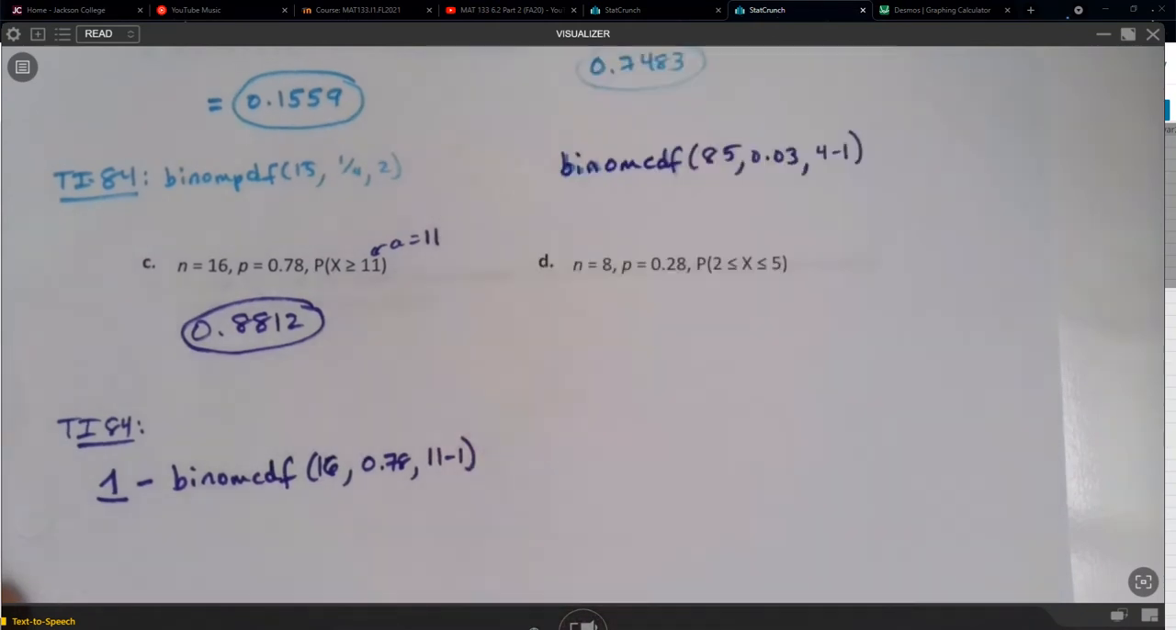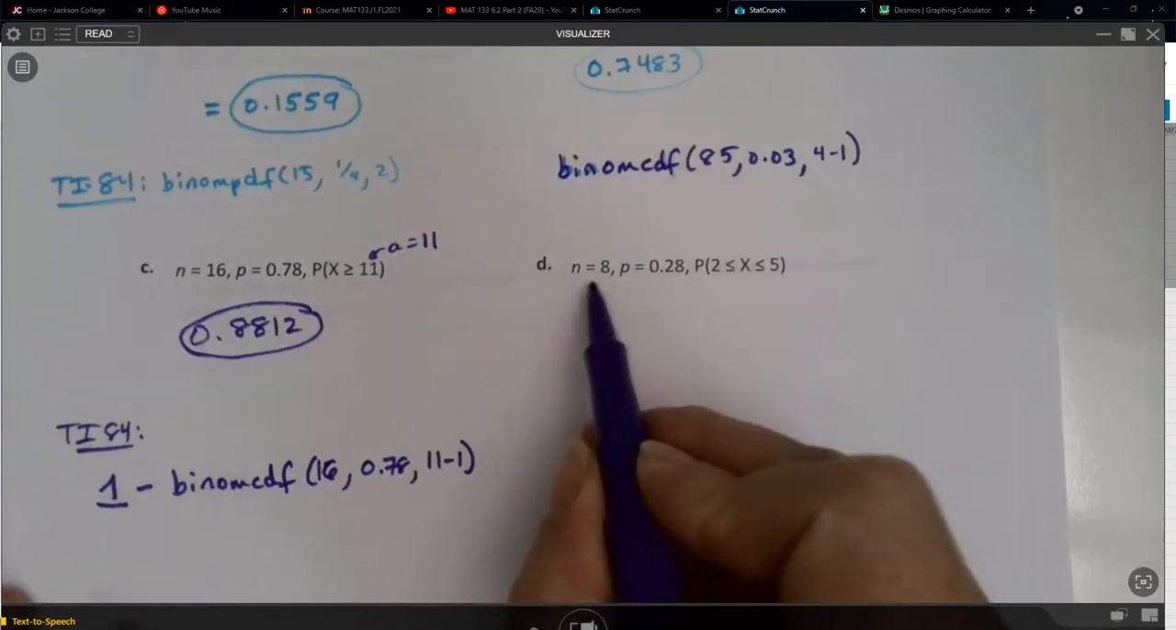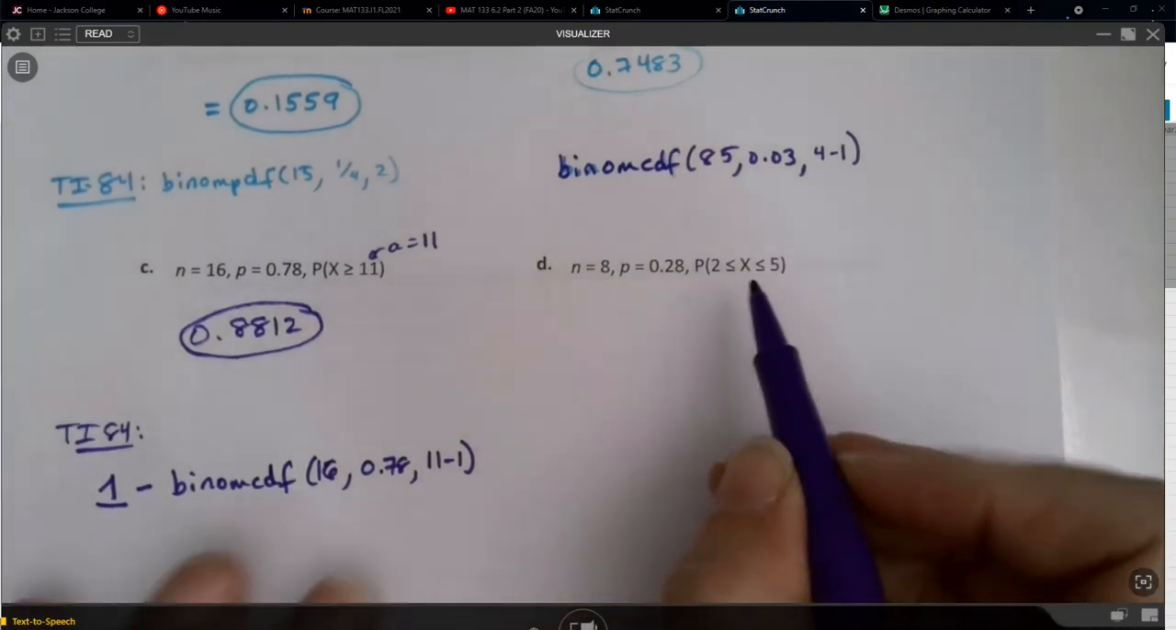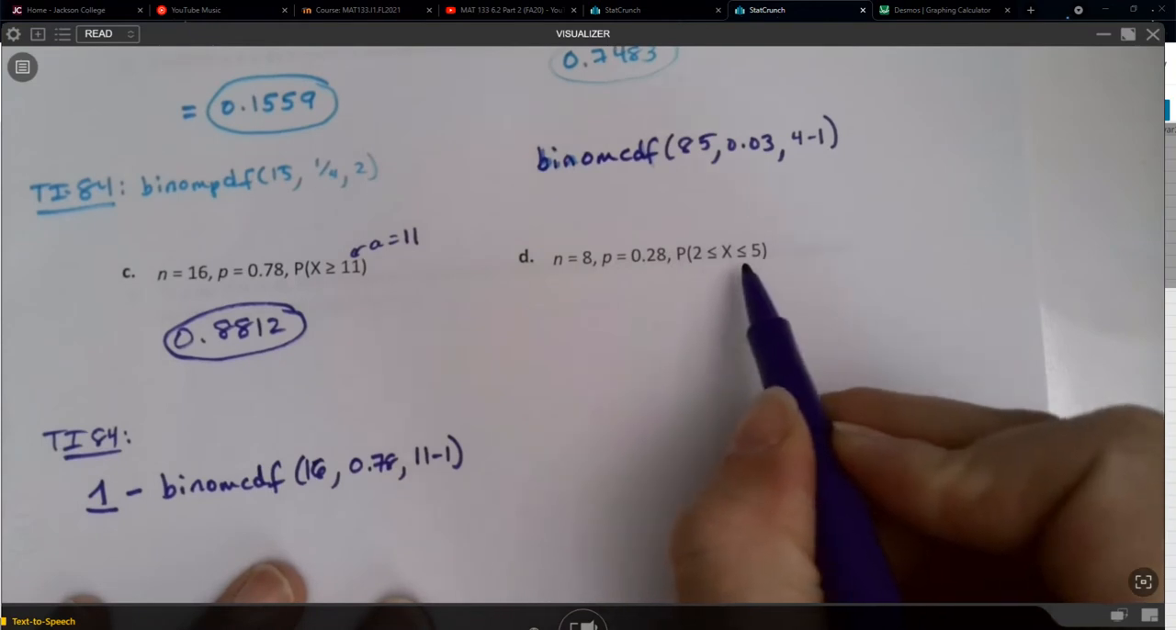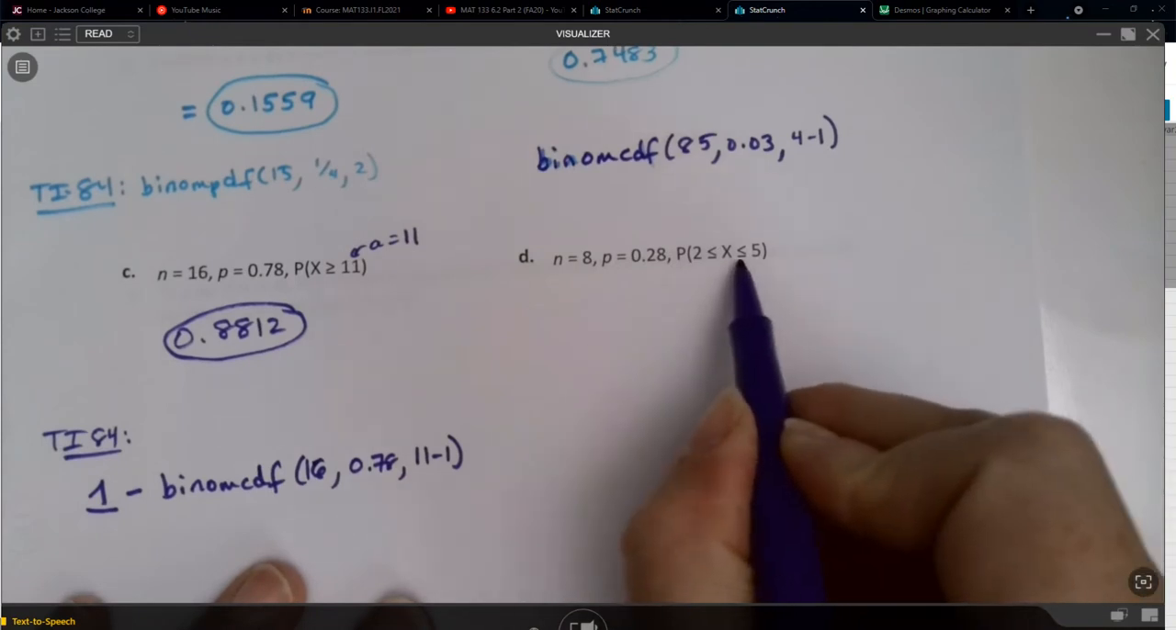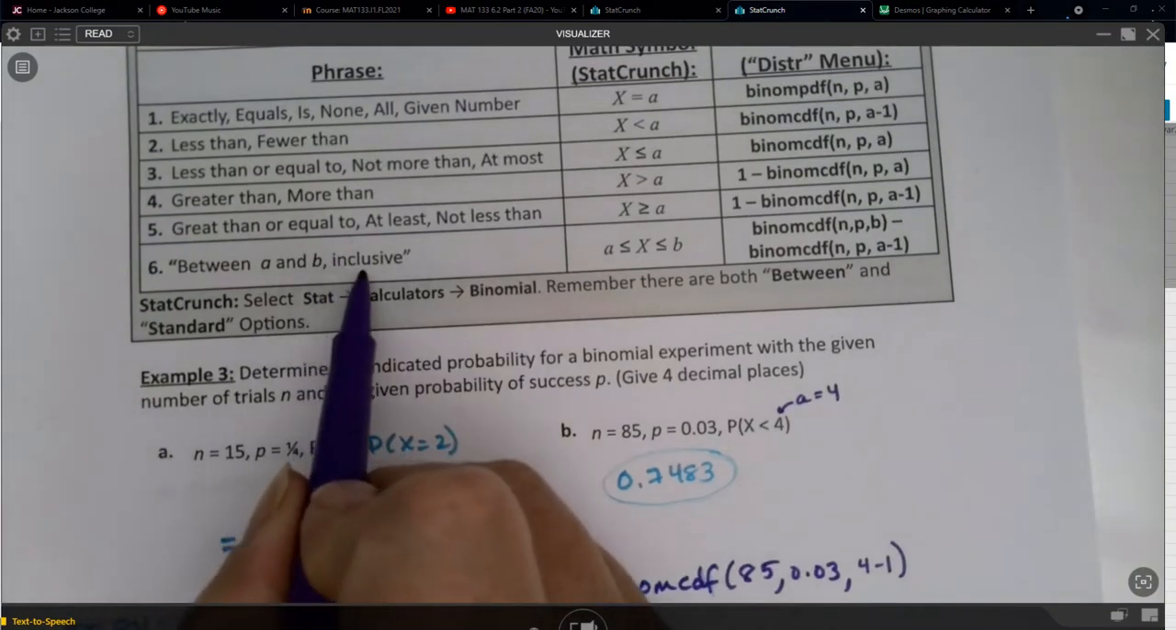All right, last one for this page. So n is 8, p is 0.28. Oh, this is a tough one. This is a between one. Do you see how it has little equal signs on both sides of that? That's what I mean by inclusive. See the word inclusive here?